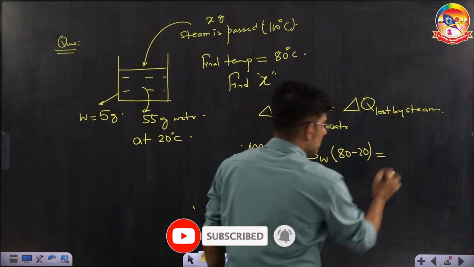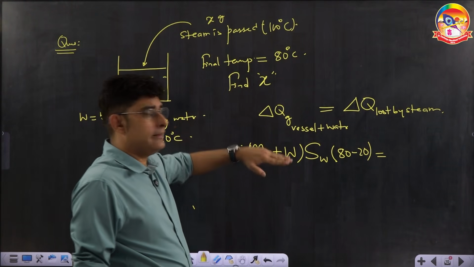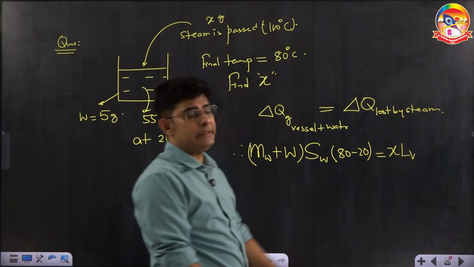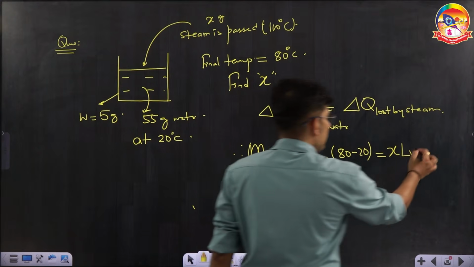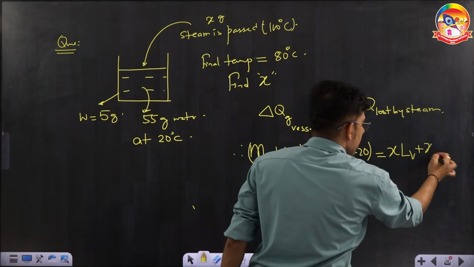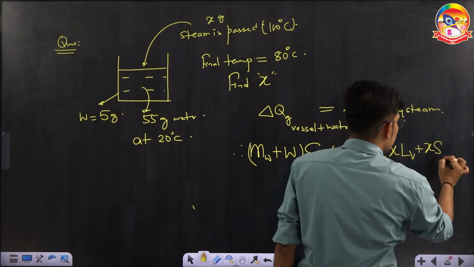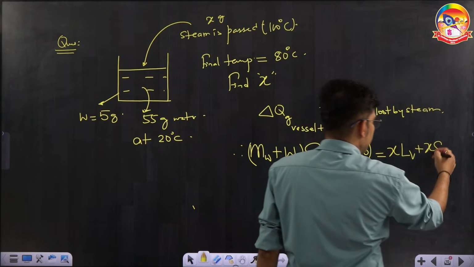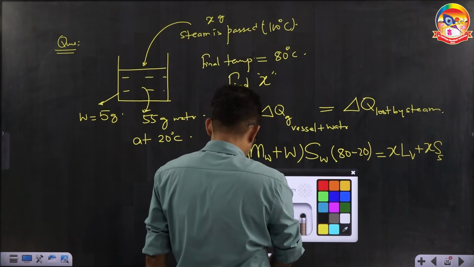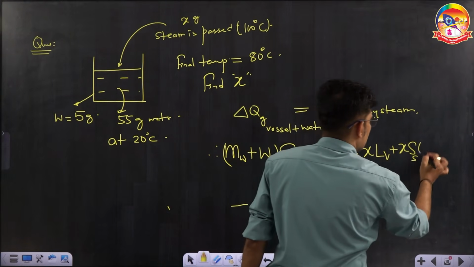Now if you see steam, x gram, first it will condense. When it condenses you will use mass into latent heat, and after condensing from 100 it has to come to 80. So it has become water. How much water? x gram only. So x into specific heat of water, and from 100 it has to come to 80.